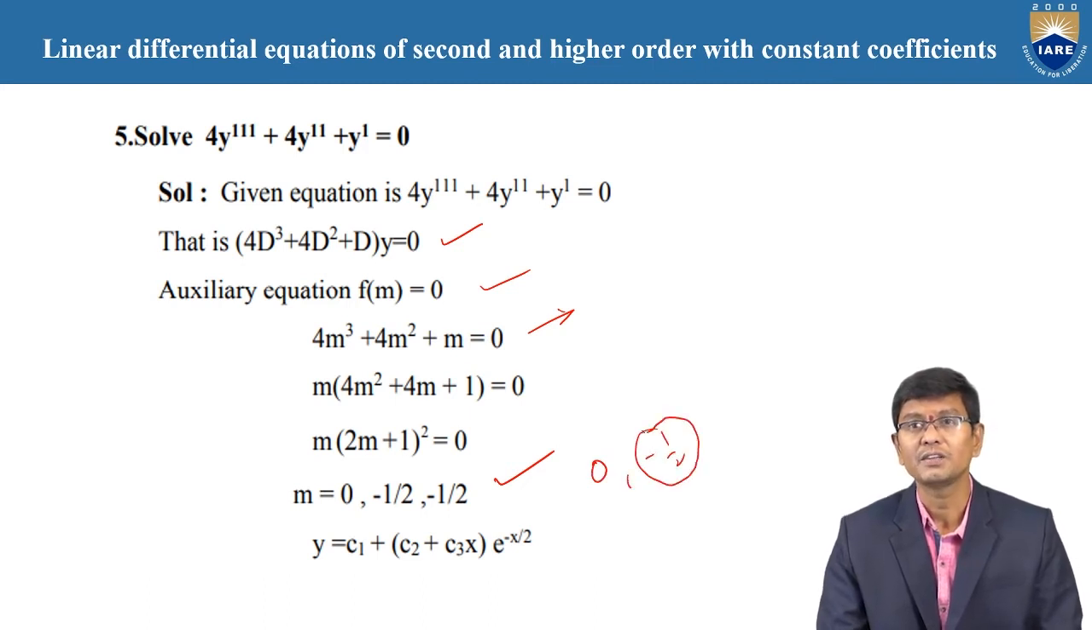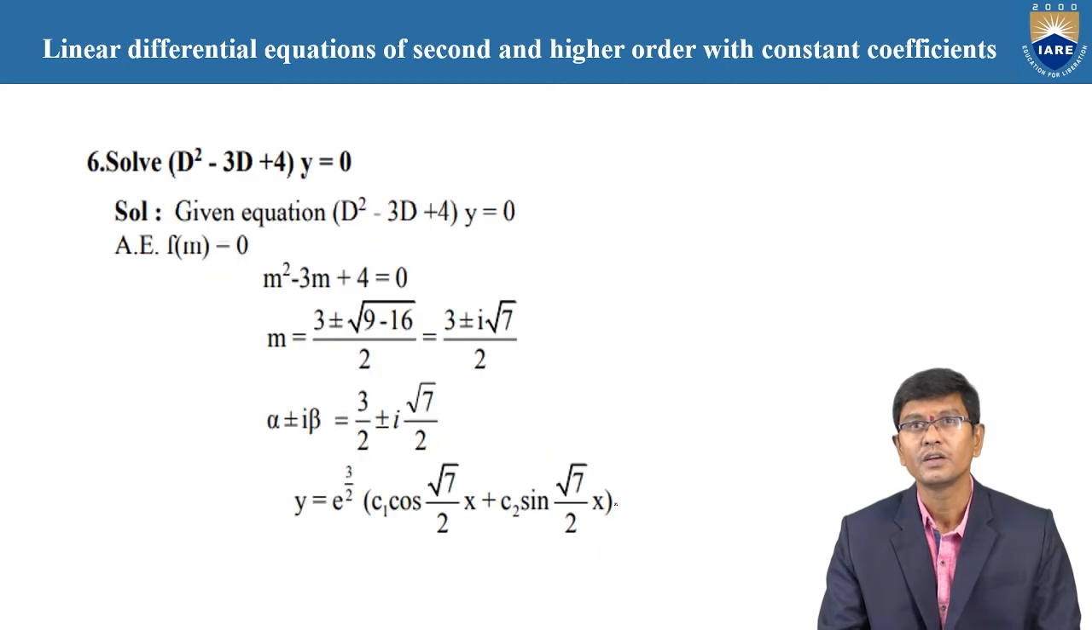Therefore, according to the working rule, whenever the root is distinct, you treat it as c1 e^(0x). Whenever the roots are repeated, with the help of the second case, (c2 + c3 x) e^(-x/2) is the solution.